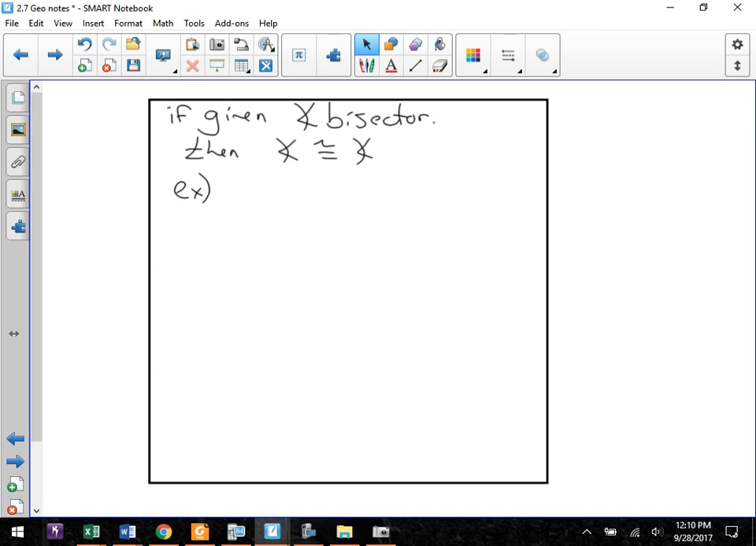All right. Example. Let's say that BX is the angle bisector of angle ABC. So if I say that BX is the angle bisector of angle ABC, what do you think the first thing I should do is, according to my progression sheet? What should I put on there?